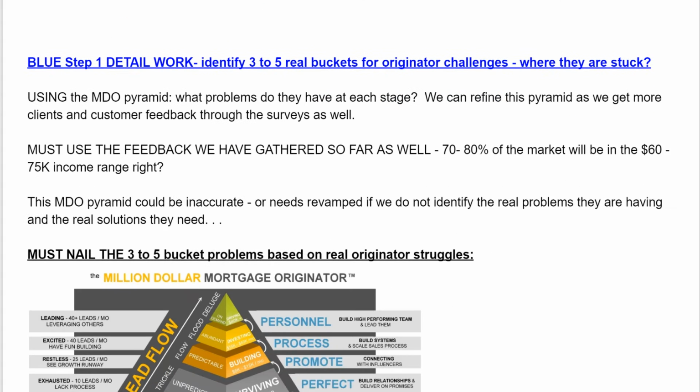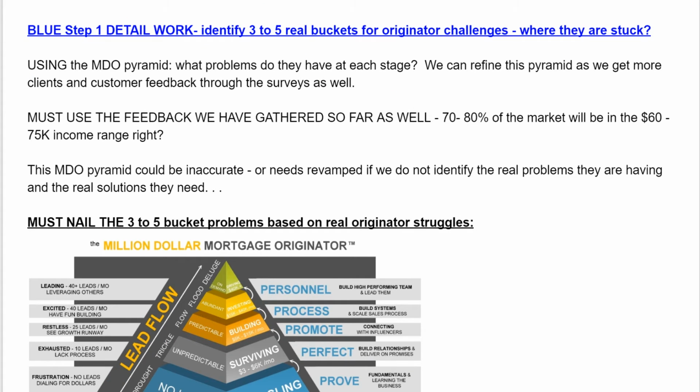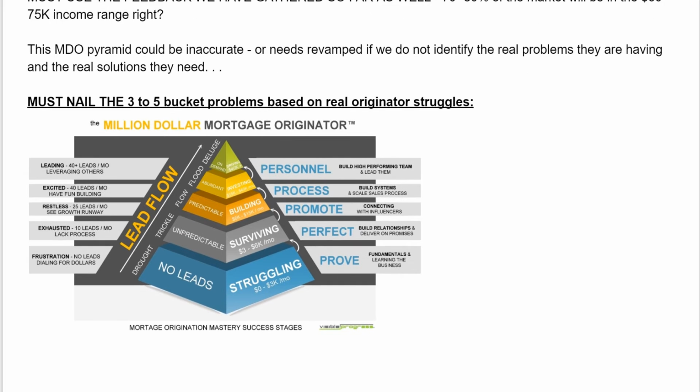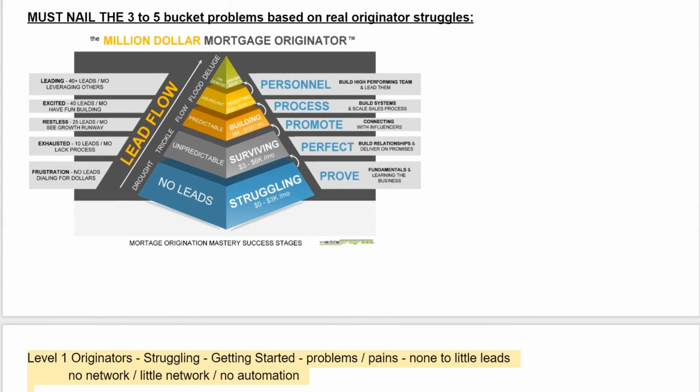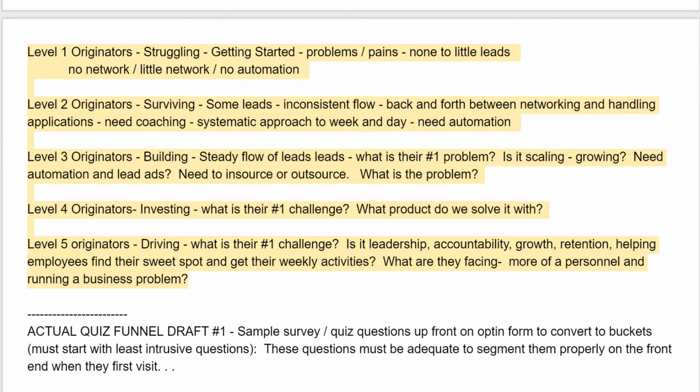In other words, they go into the funnel, they go into the survey, and based on their answers, the survey is going to identify what's their number 1 challenge? Where are they at in the pyramid? And even if the pyramid's not accurate right now, we can refine that based on their feedback, whether they know they're giving us feedback or not.